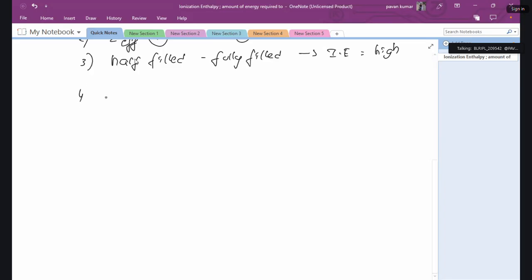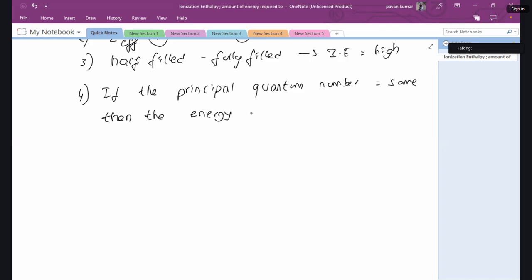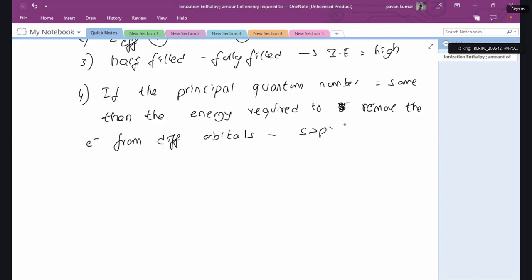Now, next one is if the principal quantum number is the same, then the energy required to remove the electrons from different orbitals is in the order S greater than P greater than D greater than F. Okay.